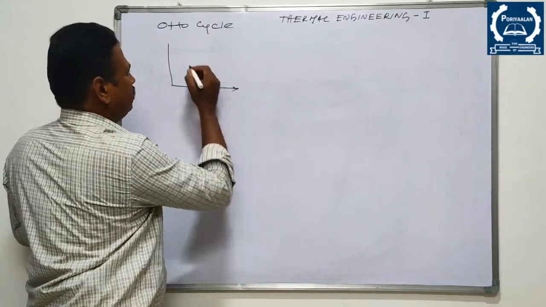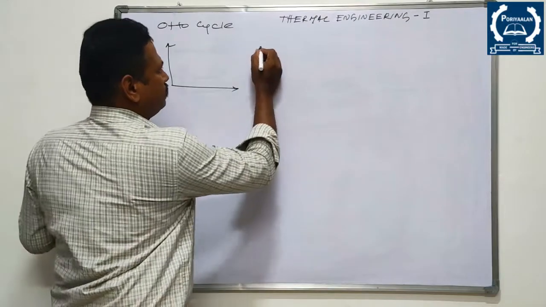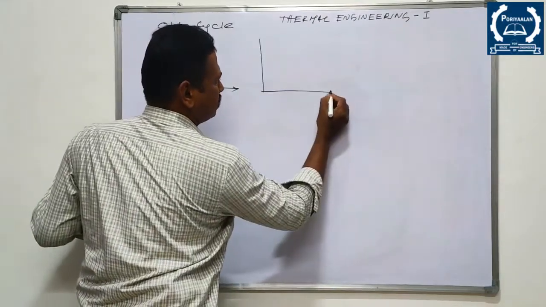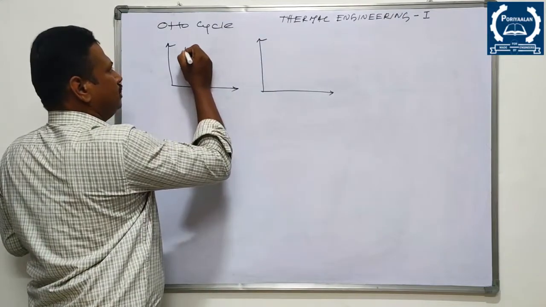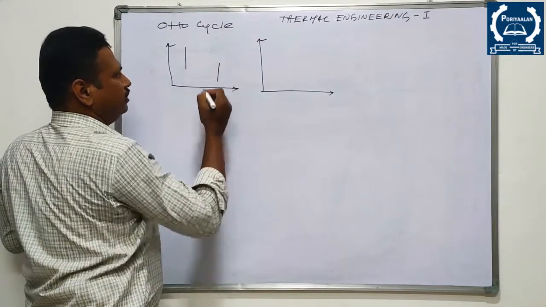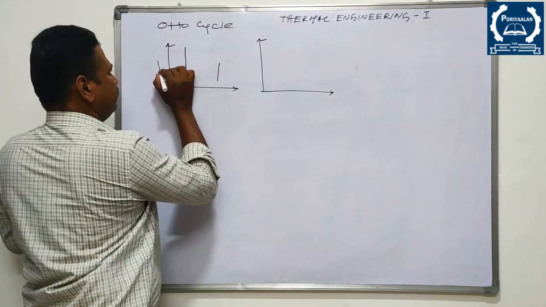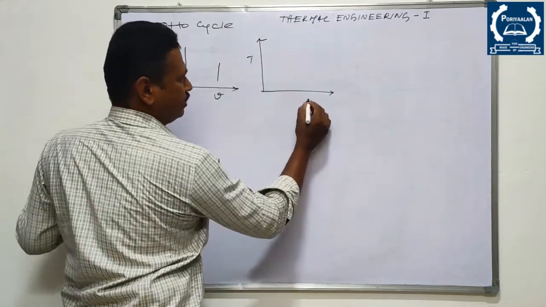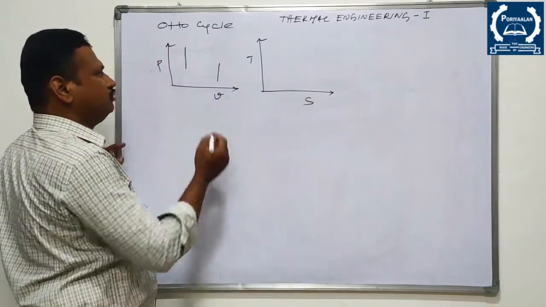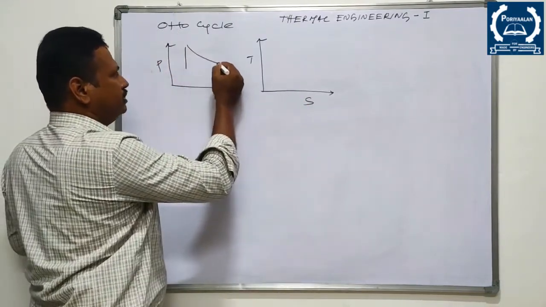so this is your PV diagram. So you can observe first how I am starting with the diagram. Let me start with the two vertical lines, right? This is the PV diagram. This is the TS diagram. So I am starting with two vertical lines, then I am joining these two.